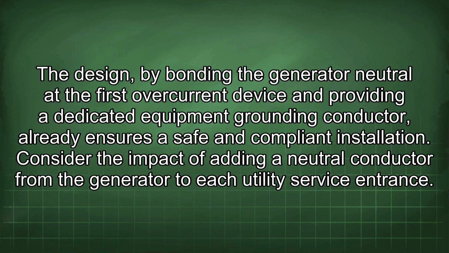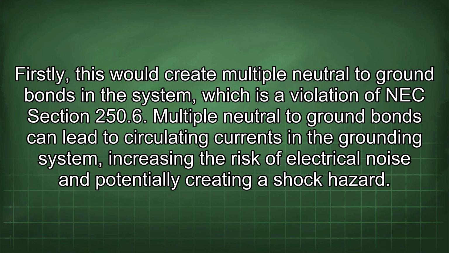Consider the impact of adding a neutral conductor from the generator to each utility service entrance. Firstly, this would create multiple neutral to ground bonds in the system, which is a violation of NEC section 250.6. Multiple neutral to ground bonds can lead to circulating currents in the grounding system, increasing the risk of electrical noise and potentially creating a shock hazard.